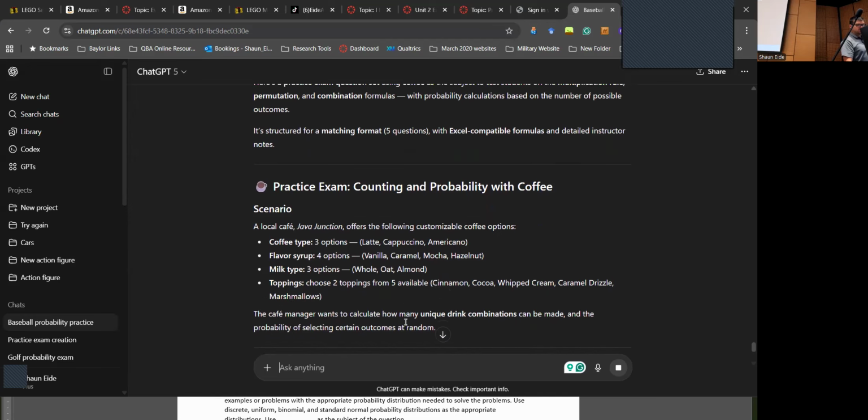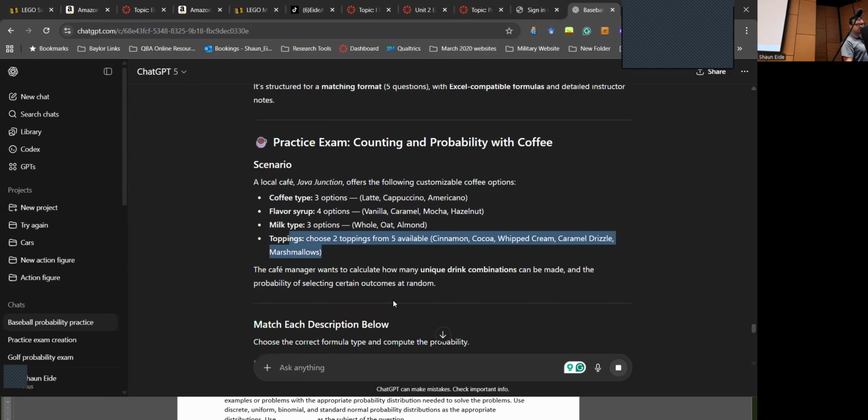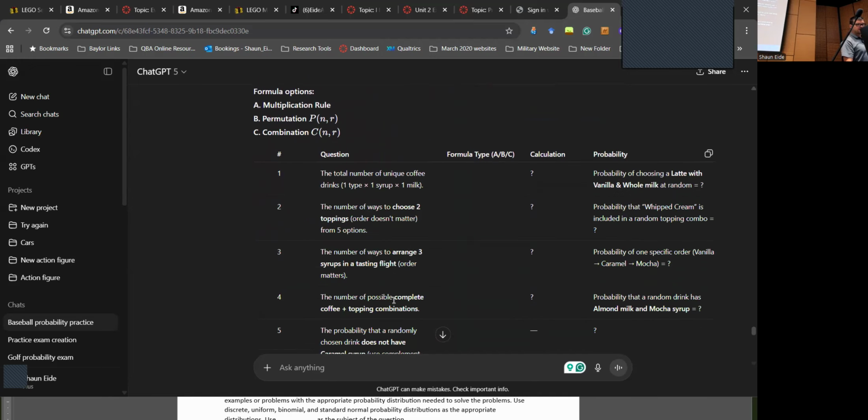Good. So there are 3 coffee types, 4 flavor syrups, 4 milk types, and toppings. Choose 2 toppings from 5. So right here, let's take a look. The number of ways you choose 2 toppings out of 5 options. What am I using here? Combination. Why? Order does not matter.